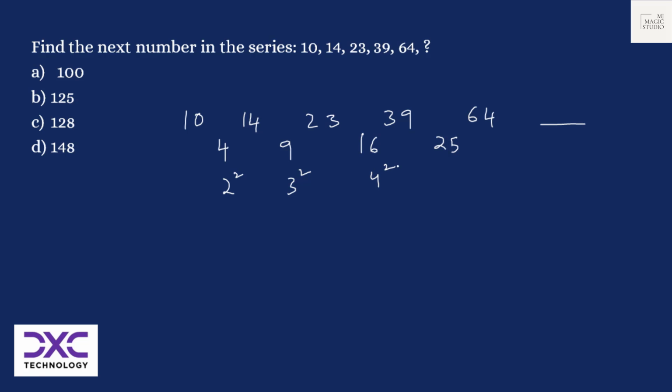2 square, 3 square, 4 square, 5 square. Next should be 6 square, that is 36. So the next number should be 64 plus 36, that is 100. And that we have in option A. There are many ways to tackle these kind of questions. Keep practicing to get the instant hit that what can be applied.